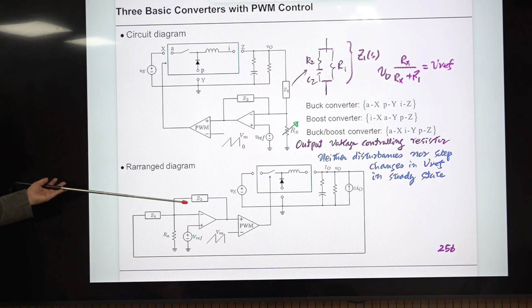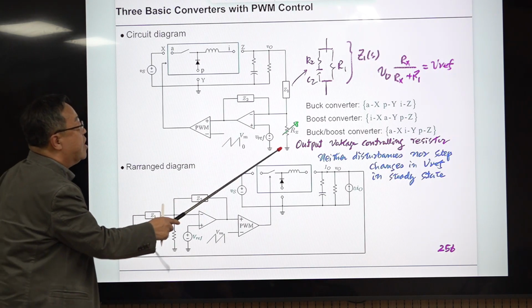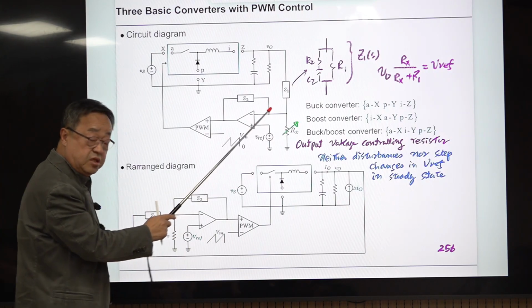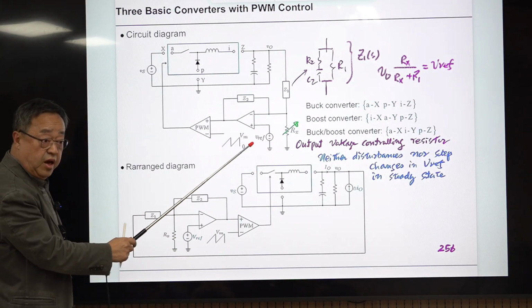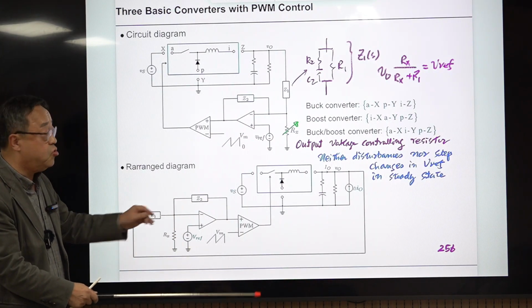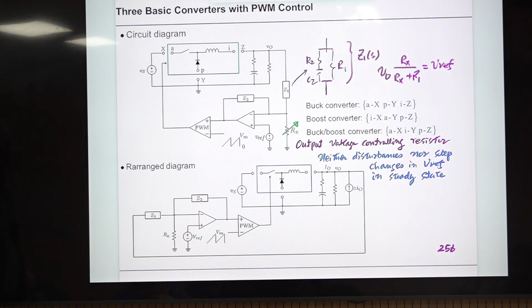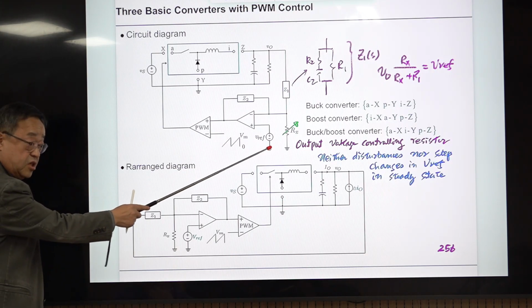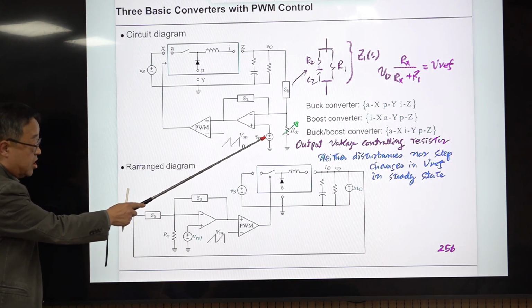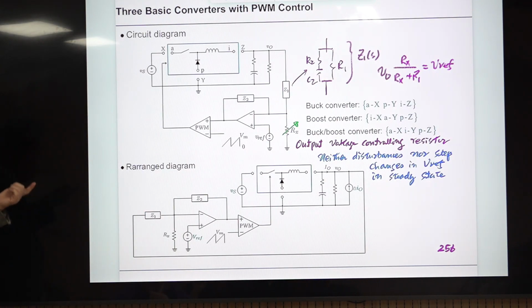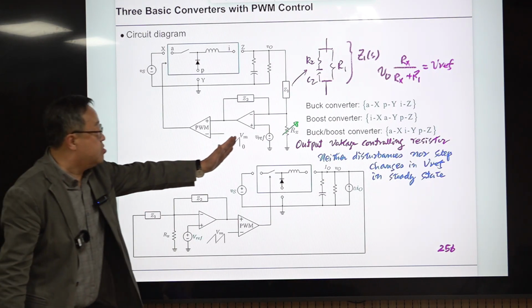You can easily see this only interferes with the DC characteristics, like the DC regulation, and has nothing to do with its AC transfer function. That is important, and this is fixed. Fixed means this is DC. Then when we are talking about the AC dynamics, this port is shorted.